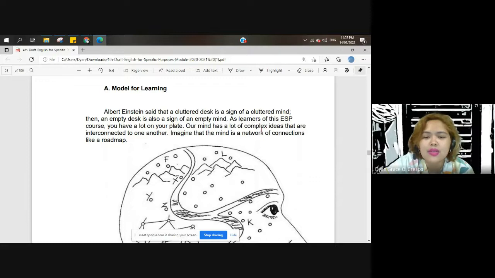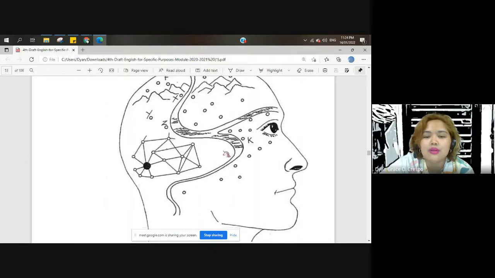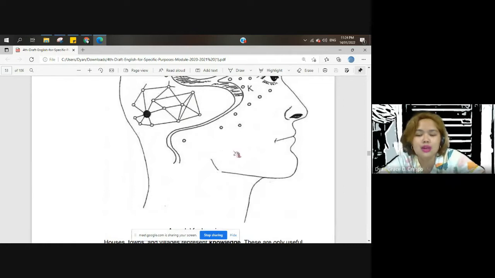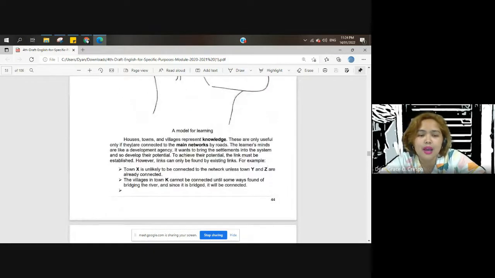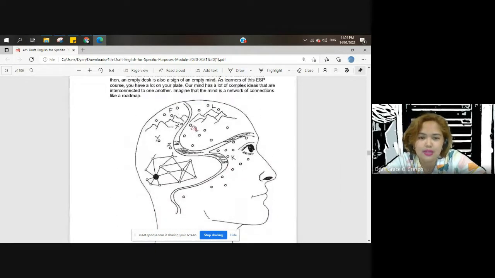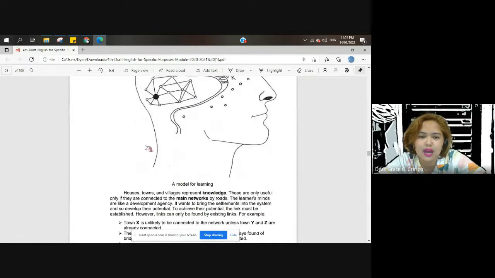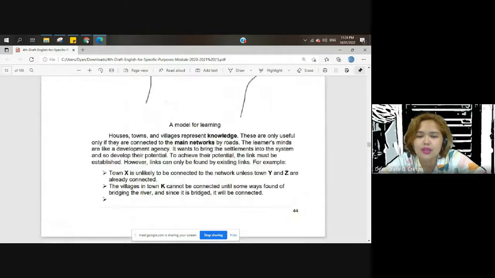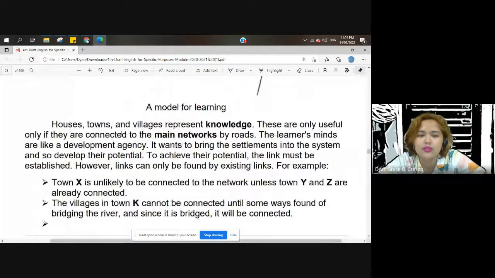As learners of ESP course, you have a lot on your plate. Our mind has a lot of complex ideas that are interconnected to one another. Imagine that mind is a network of connections like a roadmap. Ayan. So a model of learning. Dito, it was described na ang houses, okay, asan na yung houses? Hindi ko alam kung nasan dyan. Ang houses, towns, and villages presents knowledge. These are only useful if they are connected to the main networks or by the roads.